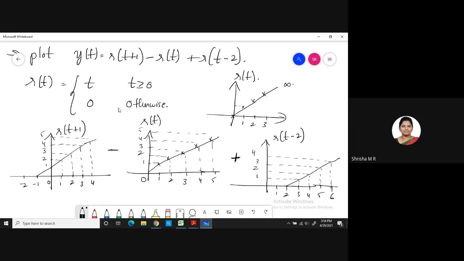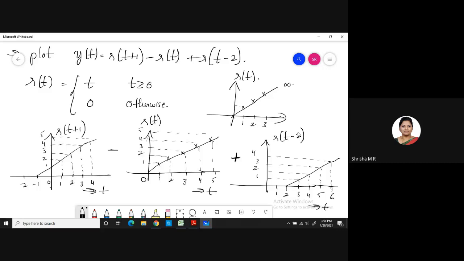And R of t is as usual. It will be t. At 1, amplitude will be 1. At t equal to 2, amplitude will be 2. So this is the time axis. At 3, it will be 3. At 4, it will be 4. At 5, it will be 5. Because it's normal R of t.